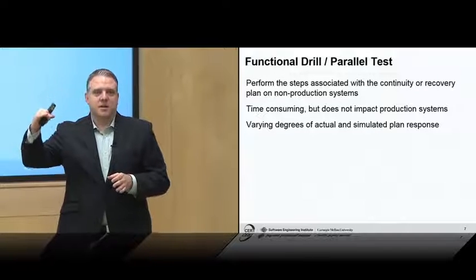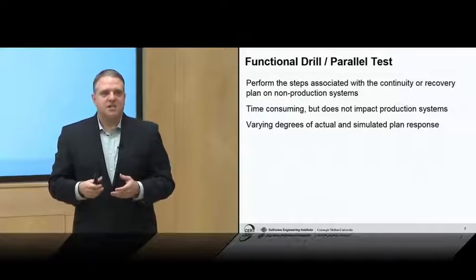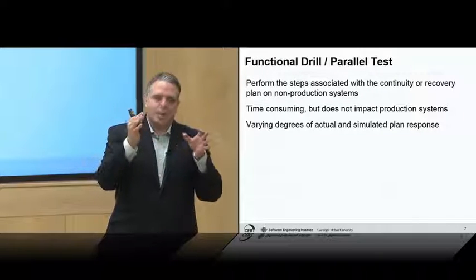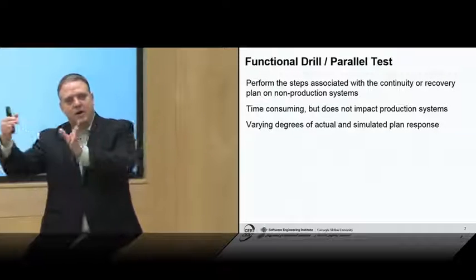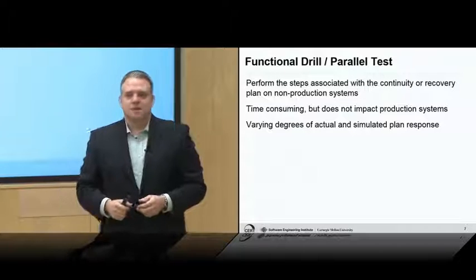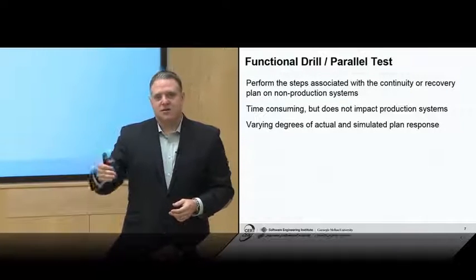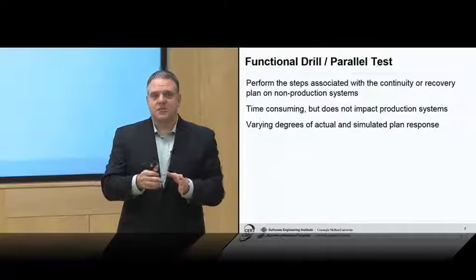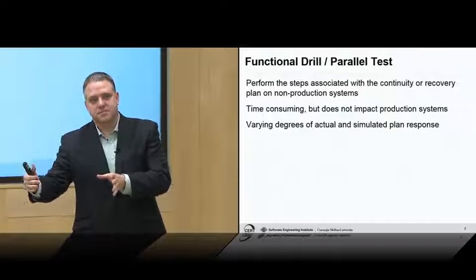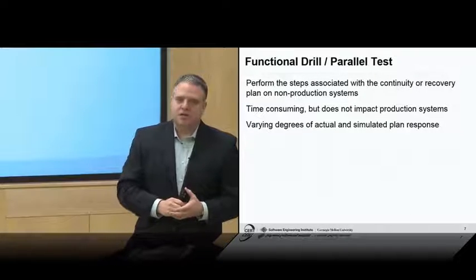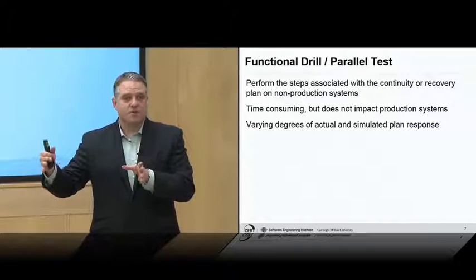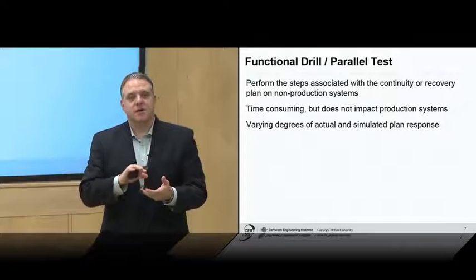One more step up in the complexity, you have this functional drill. This idea that I'm doing the actual steps associated with this, but instead of having it happen on our production systems, I'm doing it on a non-production, a backup copy, an alternate copy, maybe a hot data center, whatever the case may be. But I'm taking my actual steps and I'm going to recover a backup copy of our production systems or an alternate set of production systems. The point is to actually go through the recovery plan and make sure that all the steps work without impacting production systems.